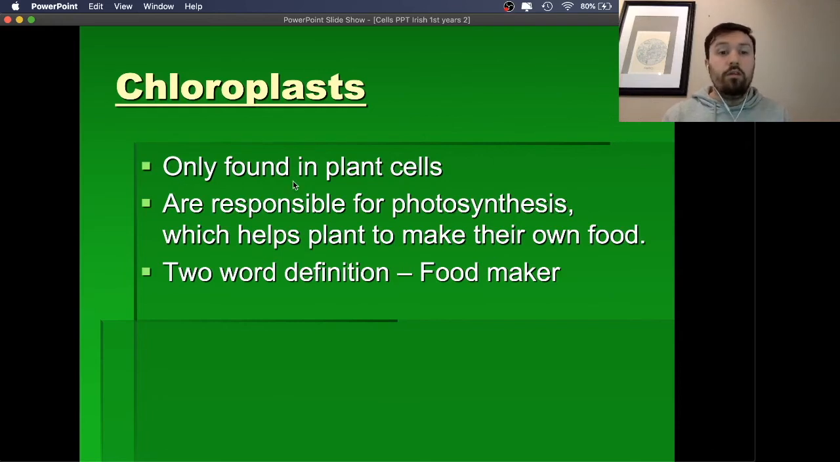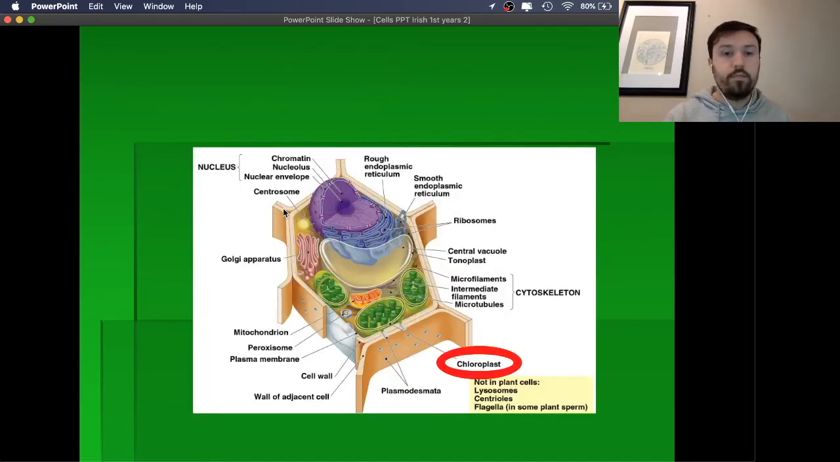And they're only found in plant cells. So that's one answer to the question I asked you guys earlier. What is the difference between a plant and animal cell? Chloroplast is one. You will not find chloroplasts in an animal cell. So if we take a look at our diagram here, chloroplasts are these green looking things, right? That's what they might look like.